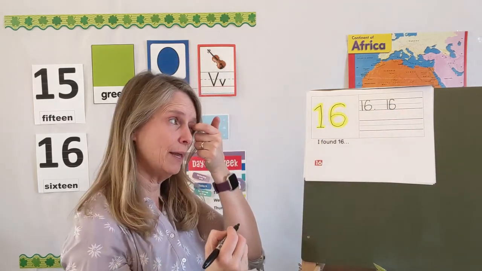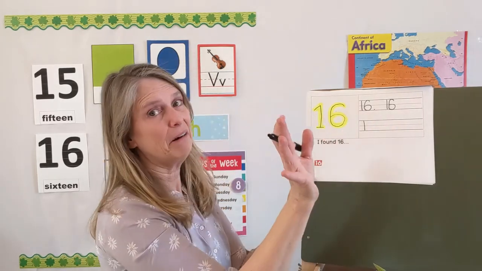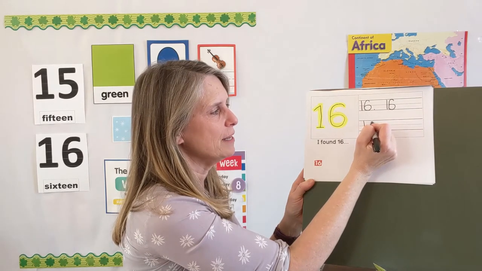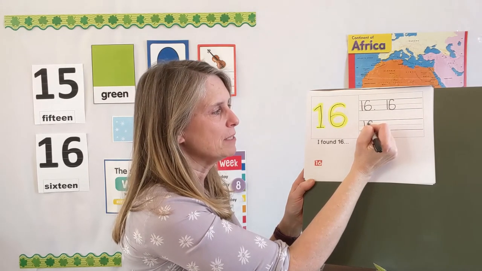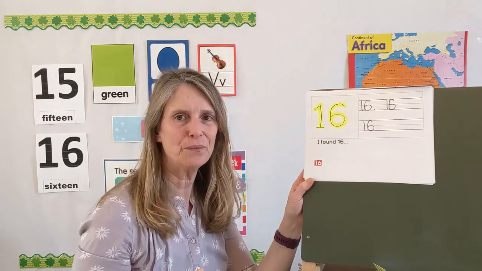Let's do it one more time. You ready? I'm gonna come down here. Straight line down. That part I got. That's the easy part. Okay, now my six. I put it in just under that line. I hit the line, I bounce down. I hit the line, I bounce up to the middle and I close off my circle.